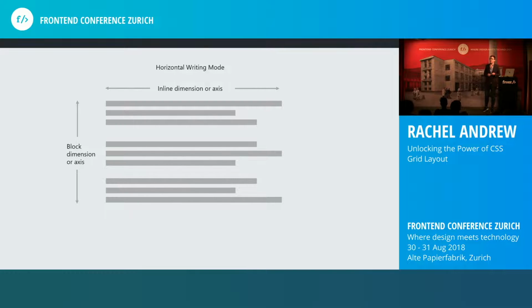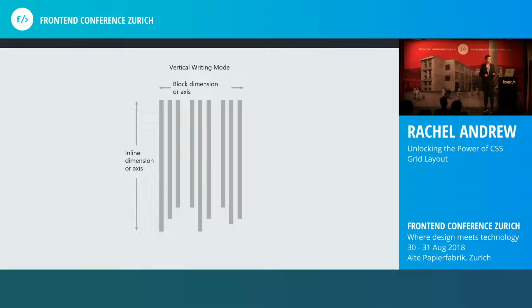So you'll often hear mention of the inline or the block axis when you're working with grid and flexbox. So these are really useful to remember. If something's been aligned on the block axis and you're working in a horizontal writing mode, the block axis is the one that block layout goes down the page. If we're working in a document with a vertical writing mode, then the inline dimension is going to be top to bottom, because that's the way sentences flow in that writing mode, and the block dimension is going to run horizontally.